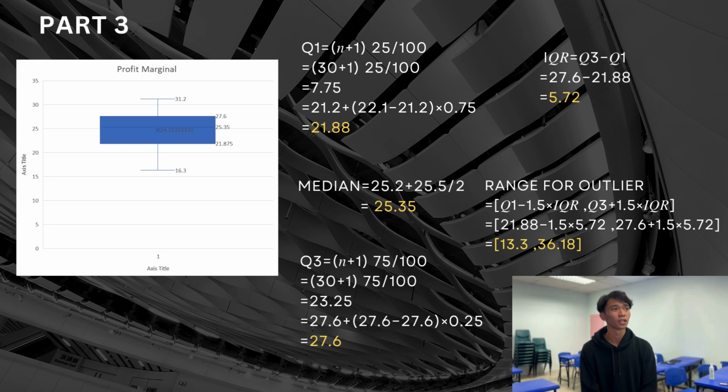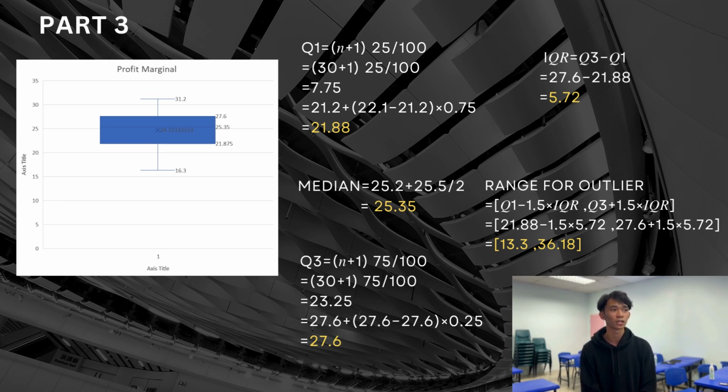For the median, we can get the median by (30 plus 1) times 50 divided by 100. So we can get the median for profit margin, 25.35. Q1 we can get by (n plus 1) times 25 divided by 100. So we can get the answer for Q1 is 21.88.